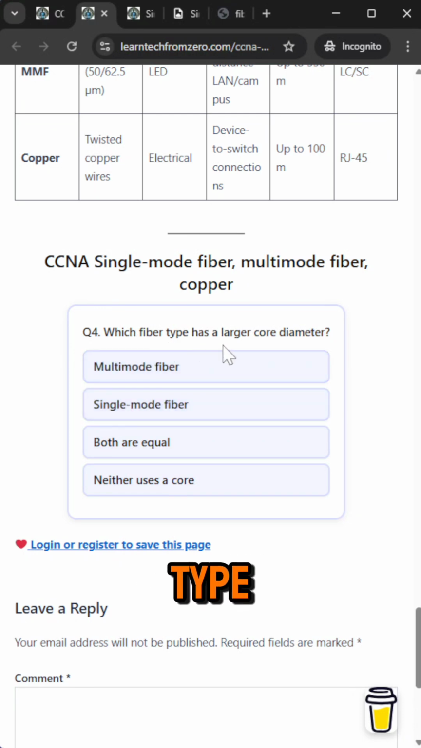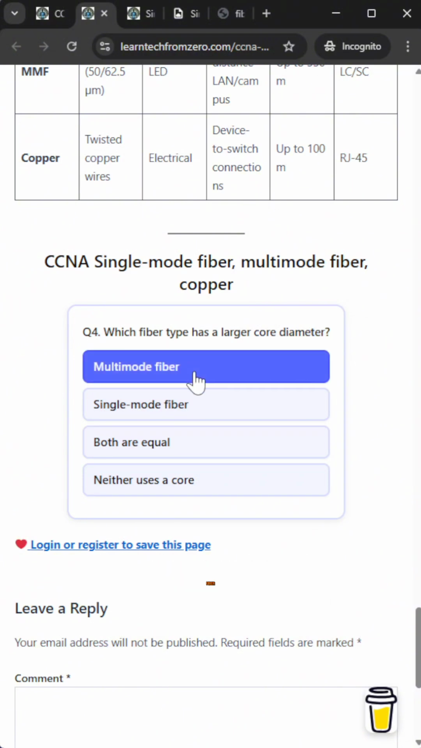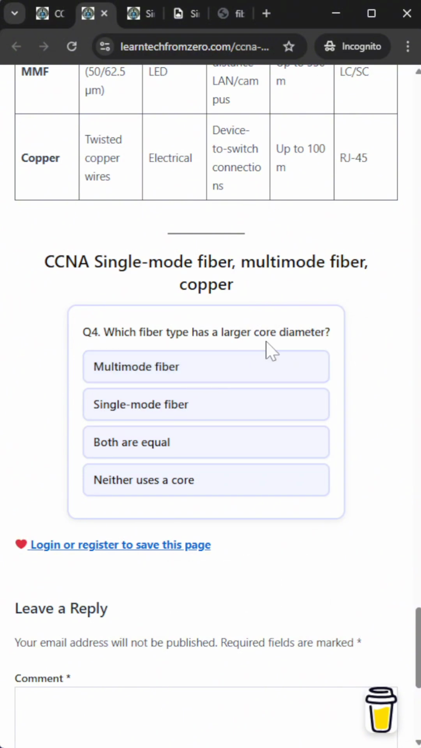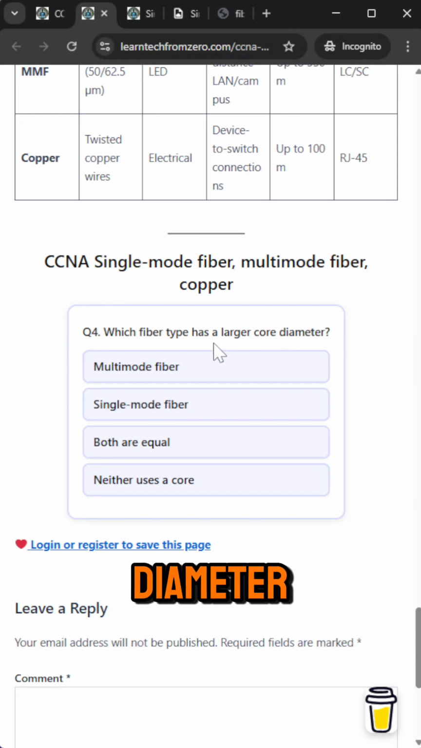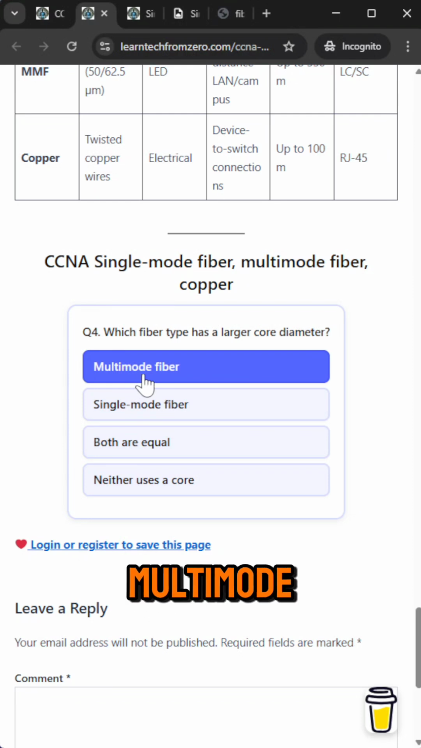Which fiber type has a large core diameter? Large core diameter, so it has to be multimode fiber. Single mode fiber, which covers longer distance, has a small core diameter, and multimode has a large core diameter. So the answer has to be multimode fiber.